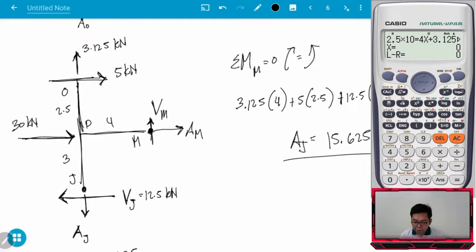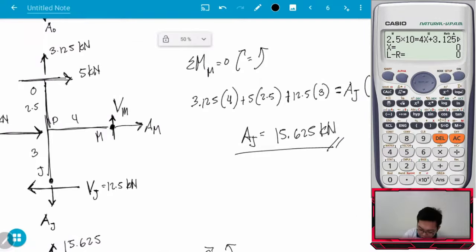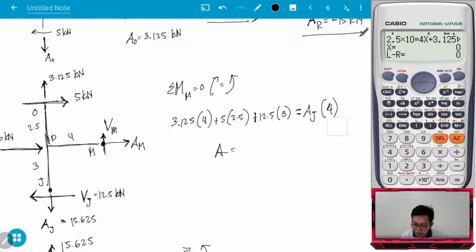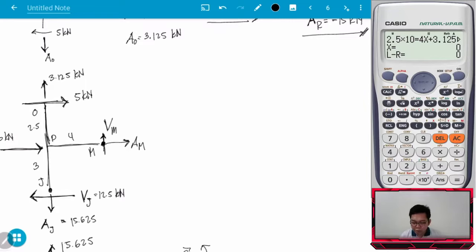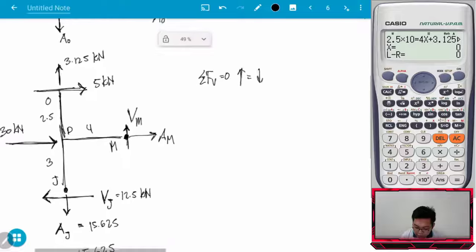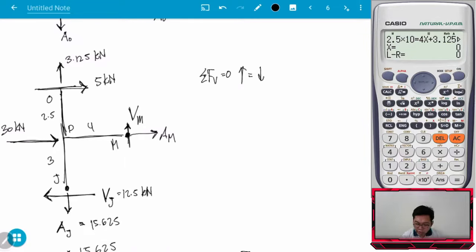So anyway, let's try to solve for the VM and AM, guys. Okay, anyway, lagay ko na lang dito yung AJ na 15.625. Yan. So, I'll try to solve for AM and VM, guys. So, burahin ko na lang to, guys, ha? Ito, buburahin ko to. Now, to solve for VM and AM, I can actually sum up forces vertical and horizontal. Okay? So, summation of forces vertical is equal to 0. Upward is equals downward. Ano yung upward forces from our figure? Yan. So, upward forces, you have yung AO natin, which is 3.125.